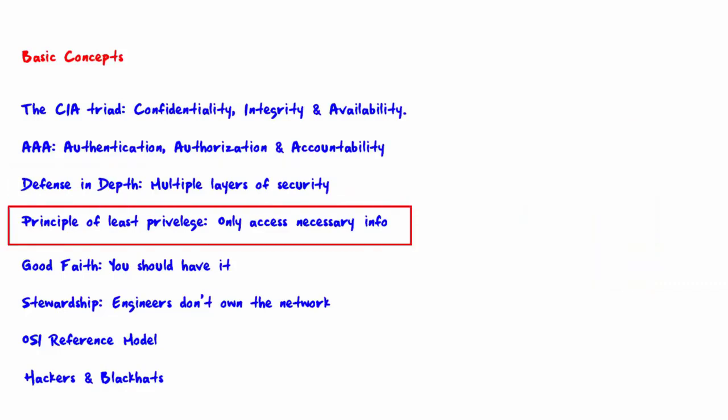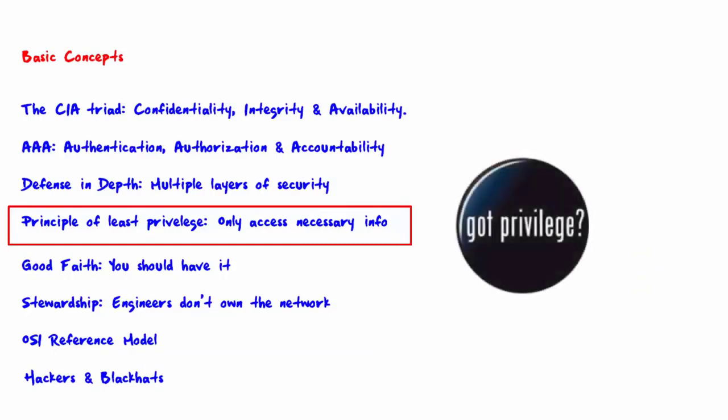Next concept we look at is the principle of least privilege, which means you should only be able to access necessary information. A user must only be able to access information on the network that is necessary to do their job. Likewise, a process must only be able to access the network resources that it needs to perform the legitimate services of that process.